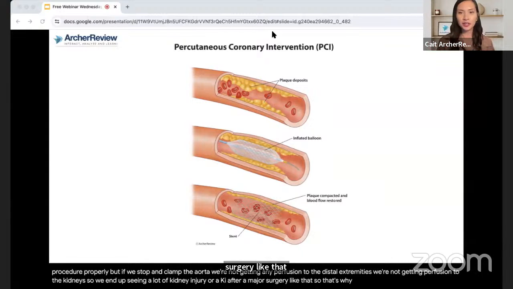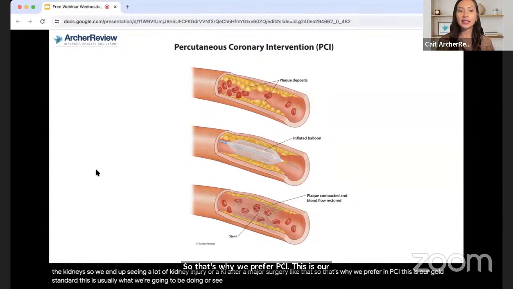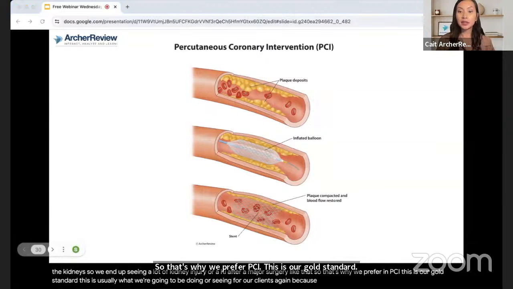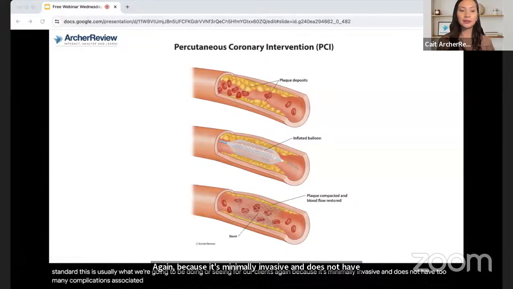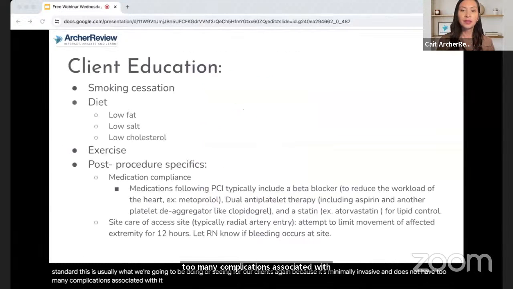So that's why we prefer a PCI. This is our gold standard. This is usually what we're going to be doing or seeing for our clients, again, because it's minimally invasive and does not have too many complications associated with it. Now, after our client's PCI is done, what are we going to teach them to do?